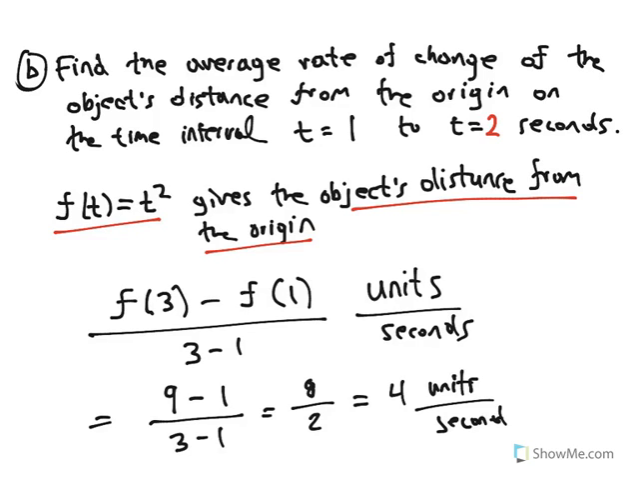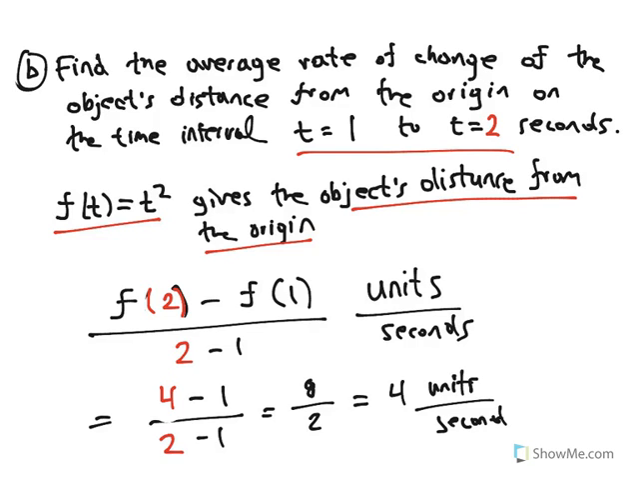And if I wanted to find the average rate of change of the object's distance from the origin on this time interval, I would find the change in distance, which would be now f of 2 minus f of 1, divide that by the change in time, 2 minus 1. So f of 2 would be 2 squared, which is 4. And I would have the change in time, which would be 2 minus 1.